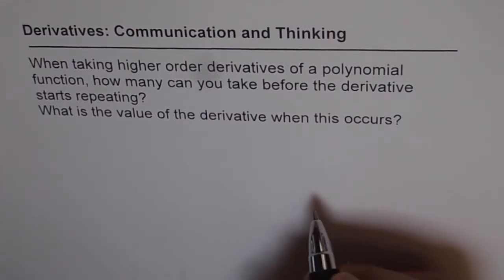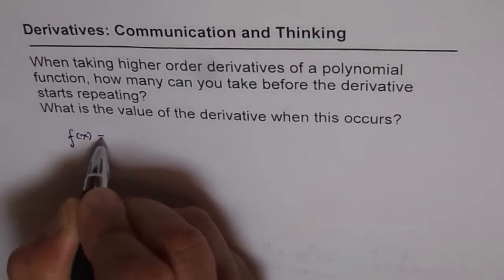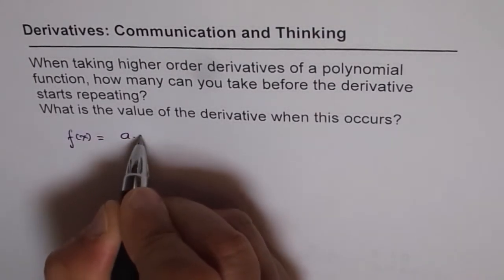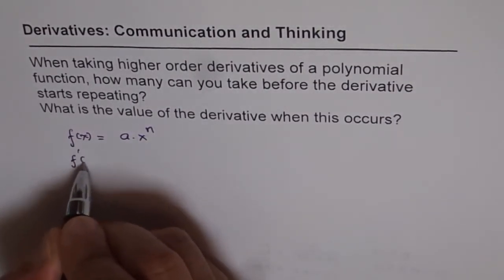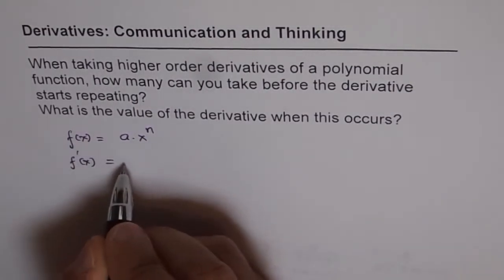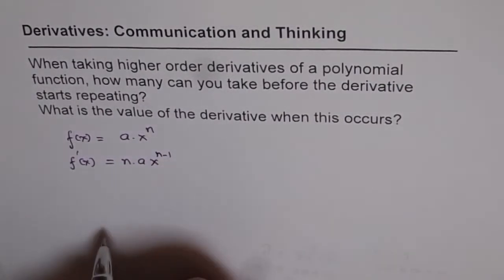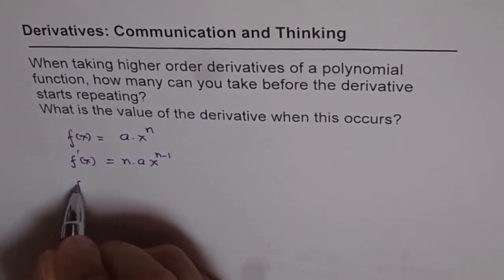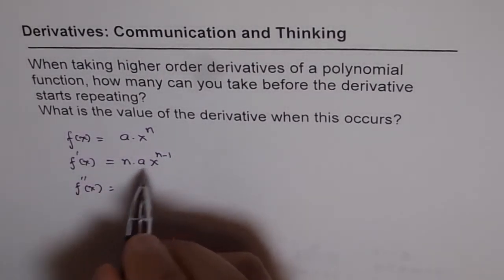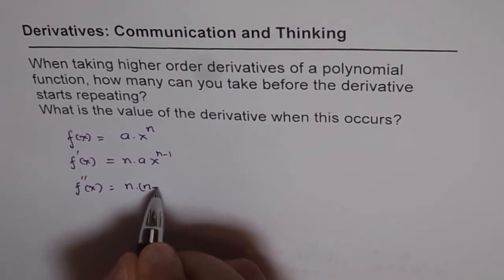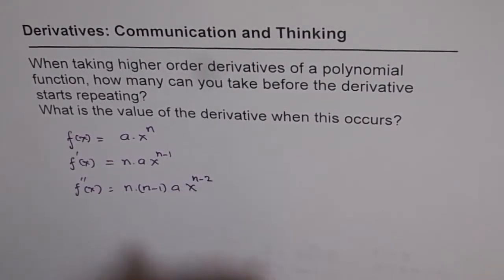Well, this is a very interesting question, and let's take an example. Let us say f of x equals a times x to the power of n. Then what is f dash of x? F dash of x is n times a x to the power of n minus 1. And what is the next derivative? The next derivative will be, again, x is the only variable, so it will be n times n minus 1 times a x to the power of n minus 2.